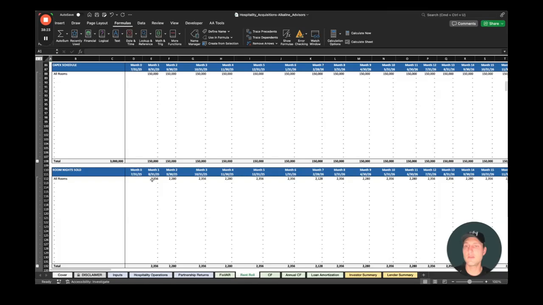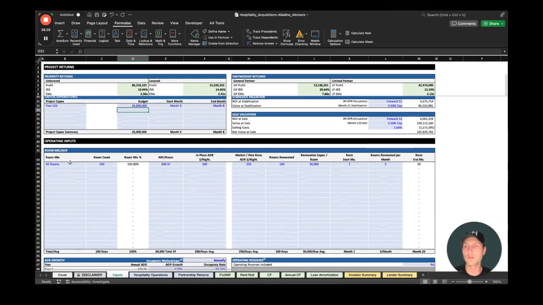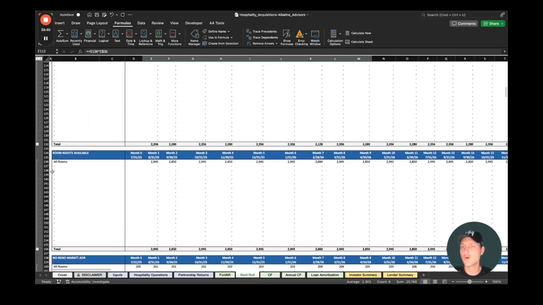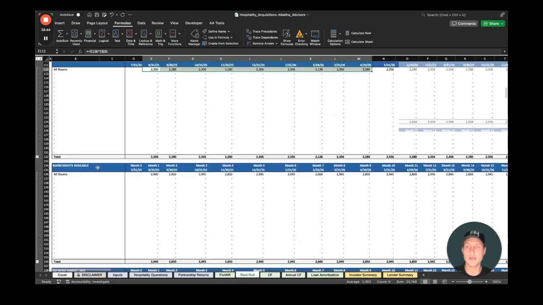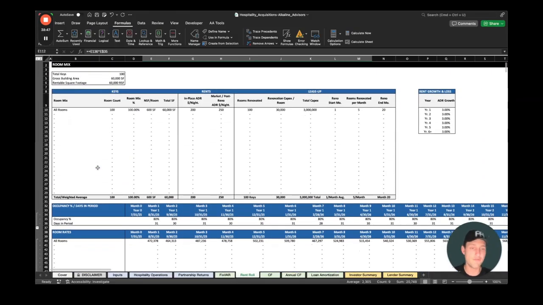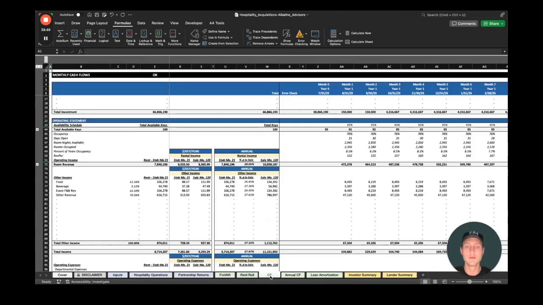And by the way, right now, only one line item is populated. But if you go to the inputs tab, you can load in rooms individually. You can load in different types of rooms or different lines of rooms or different levels of renovation per room. And then everything will populate accordingly. Go back to rent roll. We have room nights sold, room nights available, and then non-renovated market ADR, renovated market ADR. Because theoretically, you might not want to renovate all of the units at a given point.